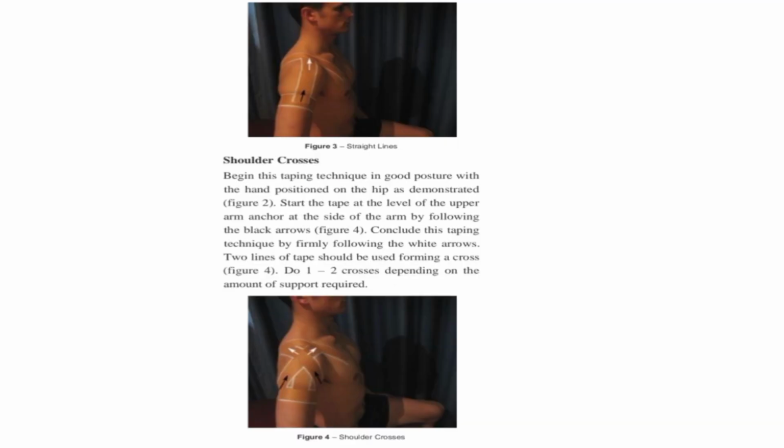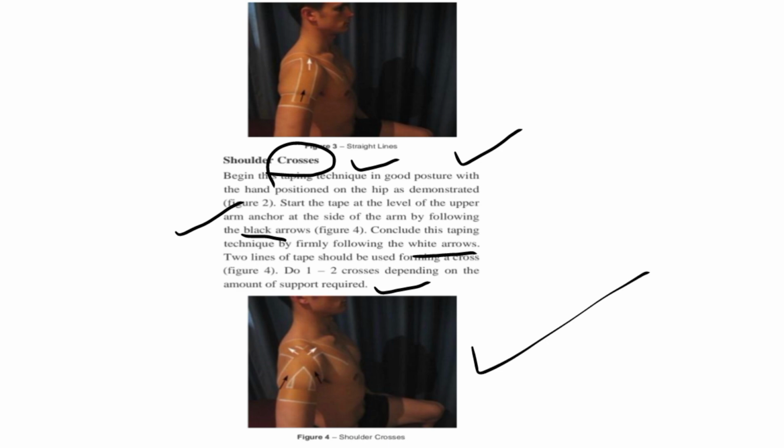Next we have shoulder crosses. Begin this taping technique in good posture, as we discussed before, with the hand position on the hip. Start the tape at the level of the upper arm, secure it at the side of the arm by following the black tape and the white tape. Two lines of tape should be used, following a cross. This is the cross taping, so we make it a cross. Do 1 to 2 crosses depending upon the amount of support required.